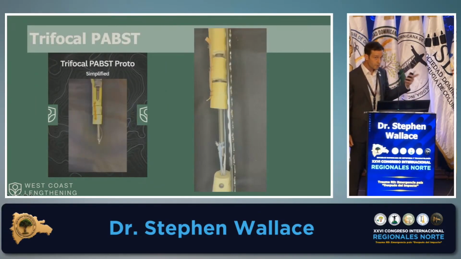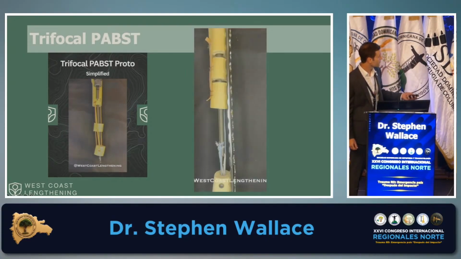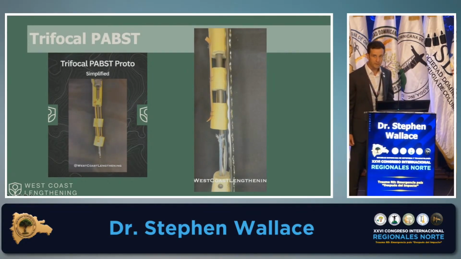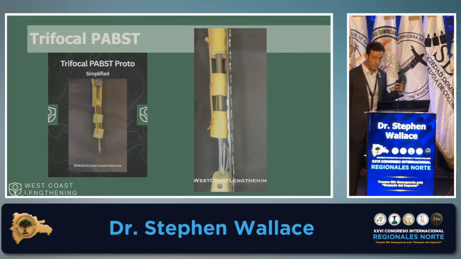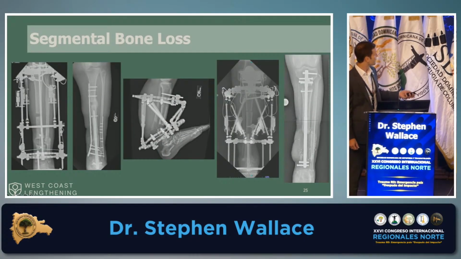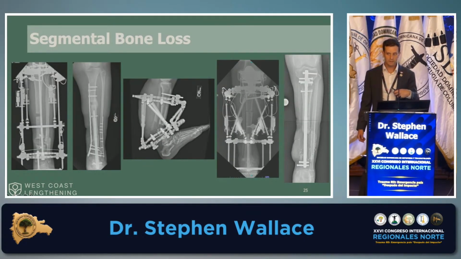And now we're doing it trifocal with internal lengthening nails. And this would be more of a PAPS type case. A couple different ways to do that. And here playing with the idea of not cables, but using sutures, which are just as strong. So that's segmental bone loss.